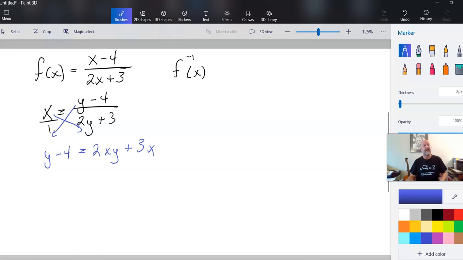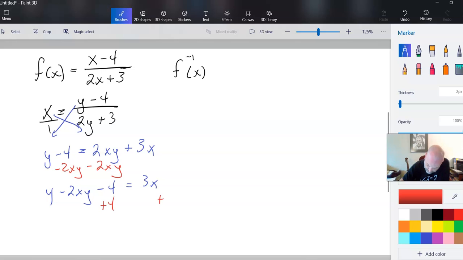Okay, so we're looking at this, and we need to get all the y's on one side. So I'm going to subtract 2xy from both sides. That leaves me with y minus 2xy minus 4 is equal to 3x, and then we'll add the 4 over. Right? And that's going to give me y minus 2xy is equal to 3x plus 4.